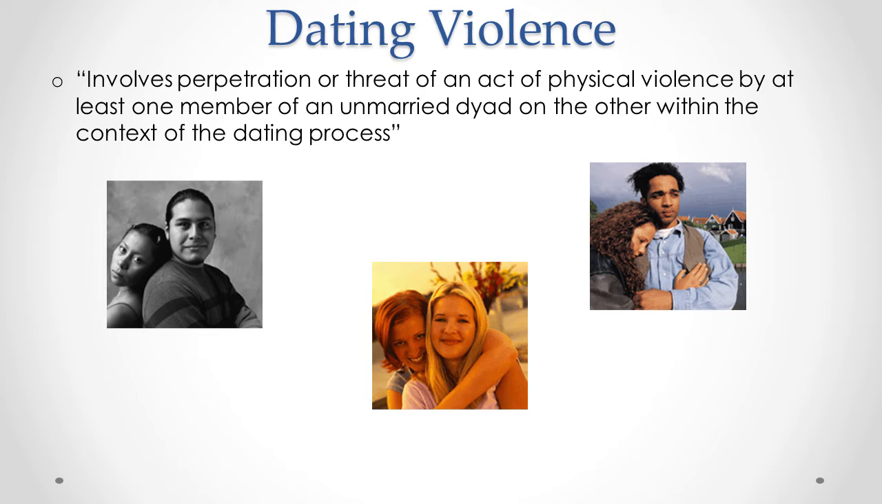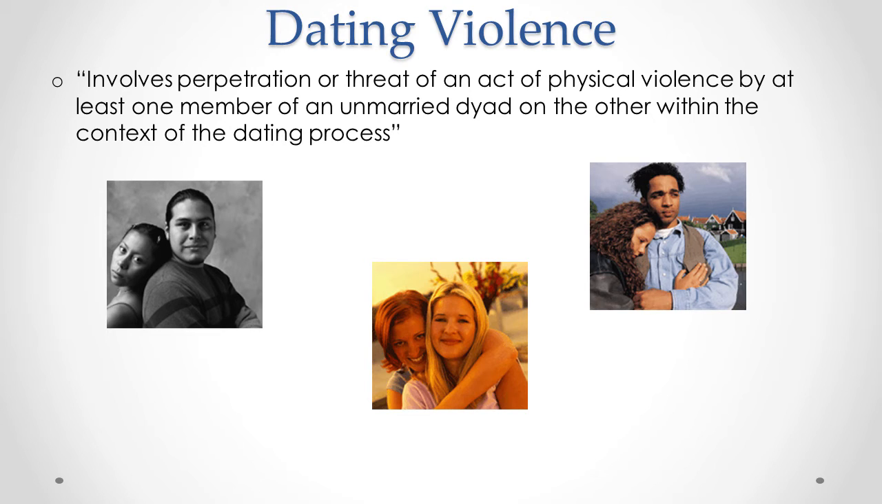Another part of this definition is that either that actual physical violence or threat of physical violence has to occur by at least one person of that couple. With that part of the definition, we're saying that sometimes dating violence occurs just by one person in the relationship, and at other times, dating violence can be bidirectional, or both people can engage in dating violence within the context of a relationship. Typically with dating violence, we're talking about unmarried couples or couples that are not cohabitating.